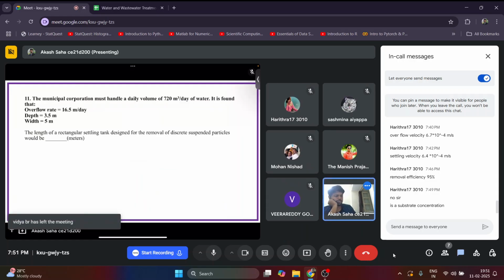Go to the next question. Again, a very small numerical. Similar type we have already done. The municipal corporation must handle a daily volume of 720 meter cube per day of water. It is found that the overflow rate is 16.5 meter per day. Depth is 3.5 meter. Width is 5 meter. So you have to find the length of the rectangular settling tank designed for the removal of discrete suspended particles. Whatever we discussed in question number 4, this is just the opposite.